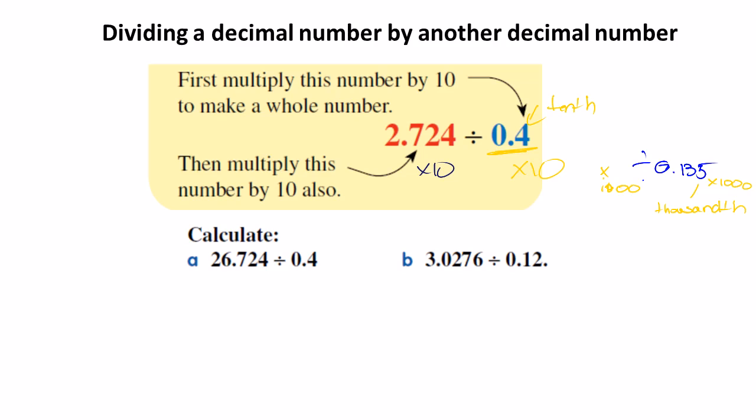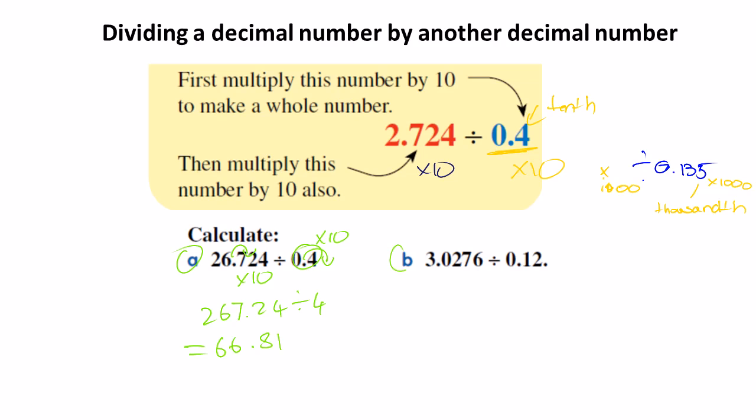Okay, so we look at this question. We look at question A. I want you to give these a go, and now we're back. Okay, so I got a tenth there, so I multiply that by 10, and multiply that by 10. That means the position of the decimal point is moved. So I've got 267.24 divided by 4. I'm not actually going to do the long division right at the moment, just to save on time, but my answer would be 66.81.